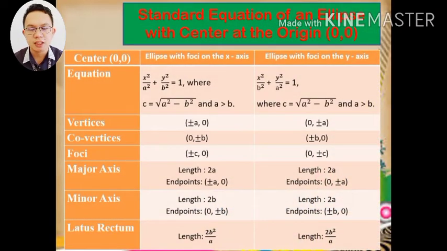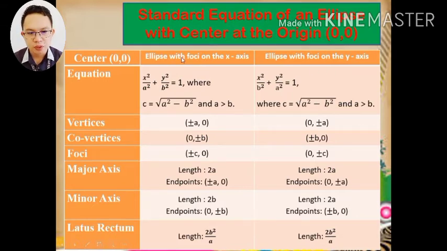So ang ellipse, hatiin natin sa dalawa. Yung ellipse na ang center ay nasa 0, 0 or nasa origin, at saka yung isa ay nasa H and K o hindi nasa origin. So dito sa center is 0, 0, may dalawang types ng ellipse. Ang ellipse na naka-horizontal at saka ellipse na naka-vertical.